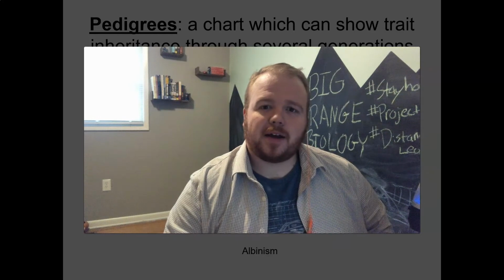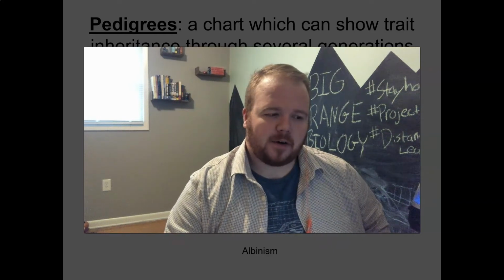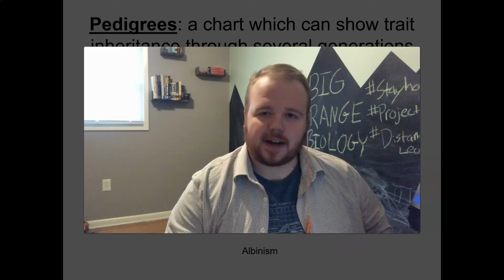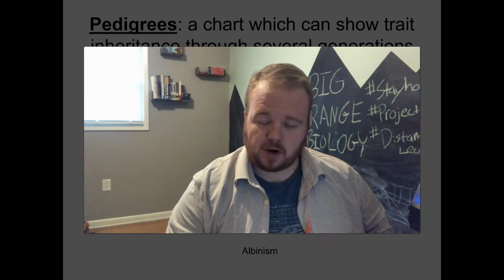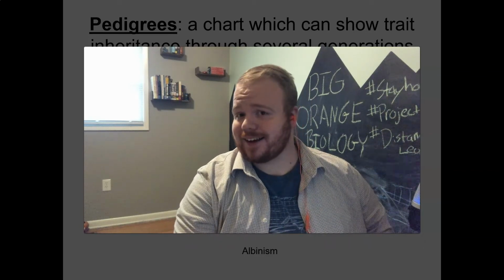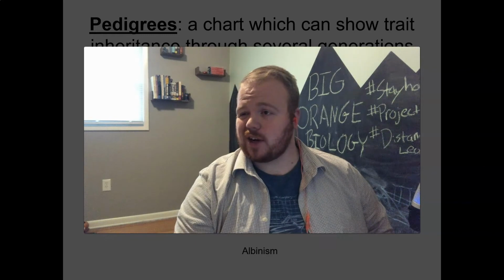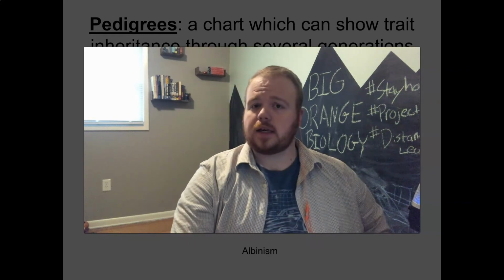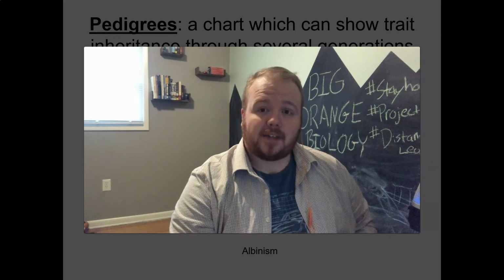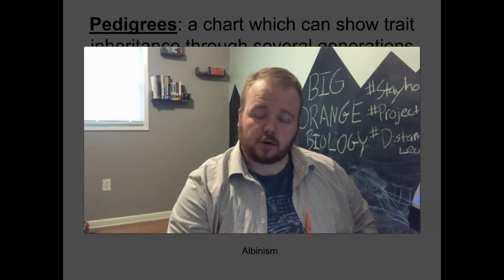Today we're going to talk about pedigrees. Now, pedigrees are a way you can chart a trait's inheritance. This is how you can determine if a trait is sex-linked, if the trait is dominant, or if a trait is autosomal recessive. And the way you do that is basically you track the family history of a genetic disorder.